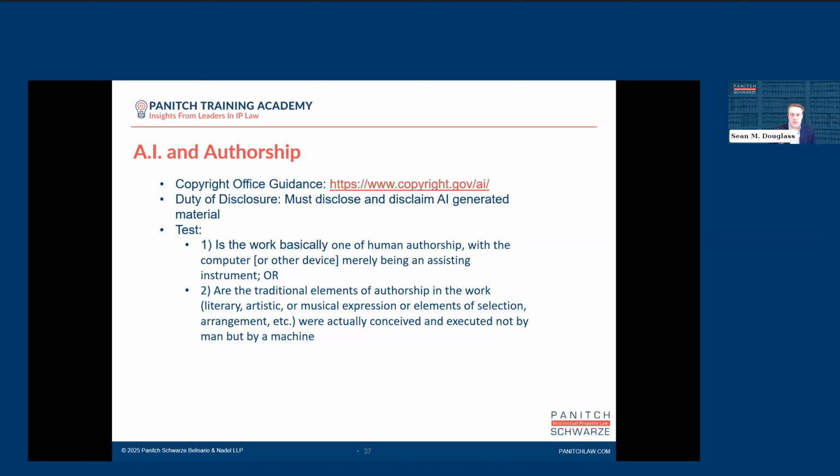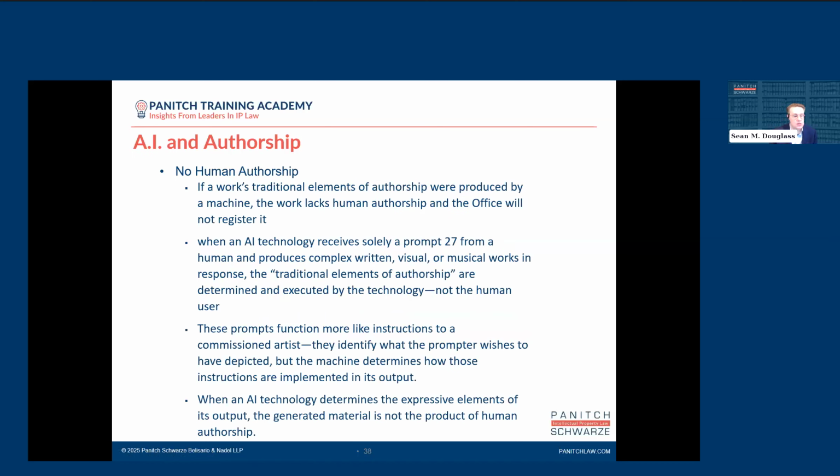But the Copyright Office sets out this basic formulaic test. Basically, it's asking, is the work one of human authorship where the computer was merely an assisting instrument, or were the traditional elements of authorship in the work, literary, artistic, musical, elements of selection and arrangement, et cetera, actually conceived and executed by the machine and not by a human being? So with that said, we'll go into some examples of where there would be no human authorship under that test.